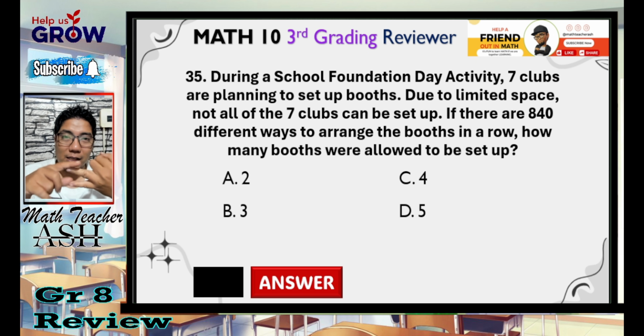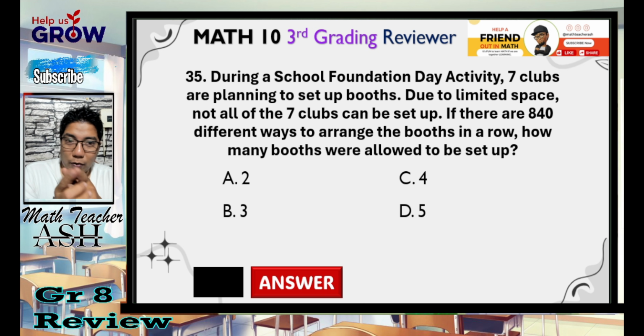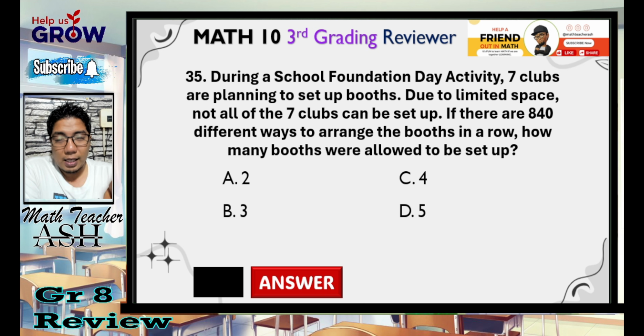So, 7 times 6, that's 42. Then times 5, 42 times 5 is 210, I think it is not yet 840, so times 4. So that would be the correct answer, because 7 times 6 times 5 times 4 would be 840. So therefore, C is the correct answer. Let's check whether we are correct.